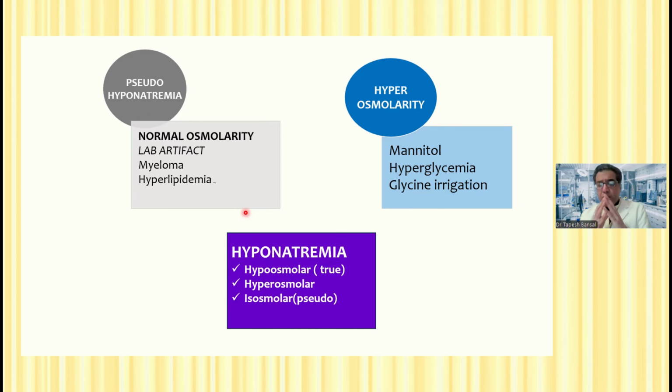So true hyponatremia is always hypoosmolar, that is, the serum osmolarity will be less than 280. 280 to 295 is normal. Hyperosmolar is what I told you, and isoosmolar is pseudohyponatremia. So if you look at the lab tests for hyponatremia, one of them is serum osmolarity. What is the role of serum osmolarity in the lab test? To confirm true hyponatremia. So lab tests have to be understood. What are the lab tests for hyponatremia?